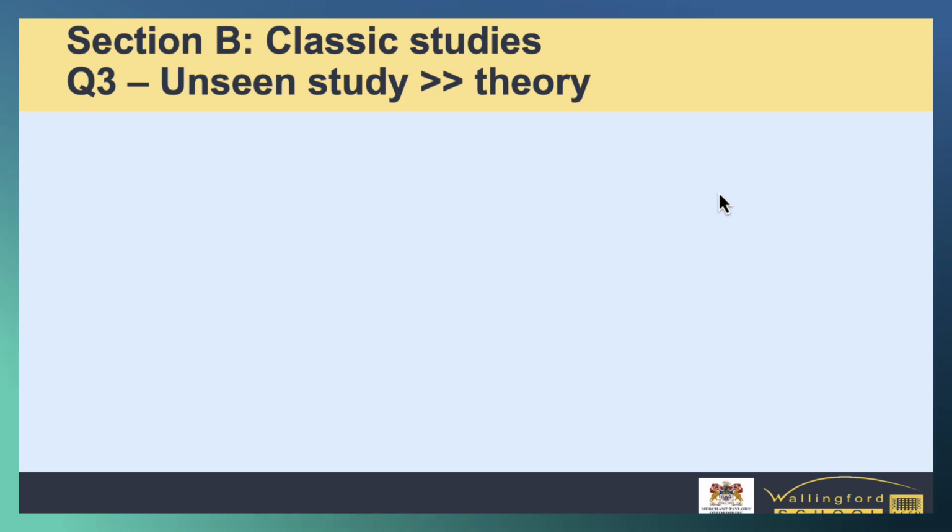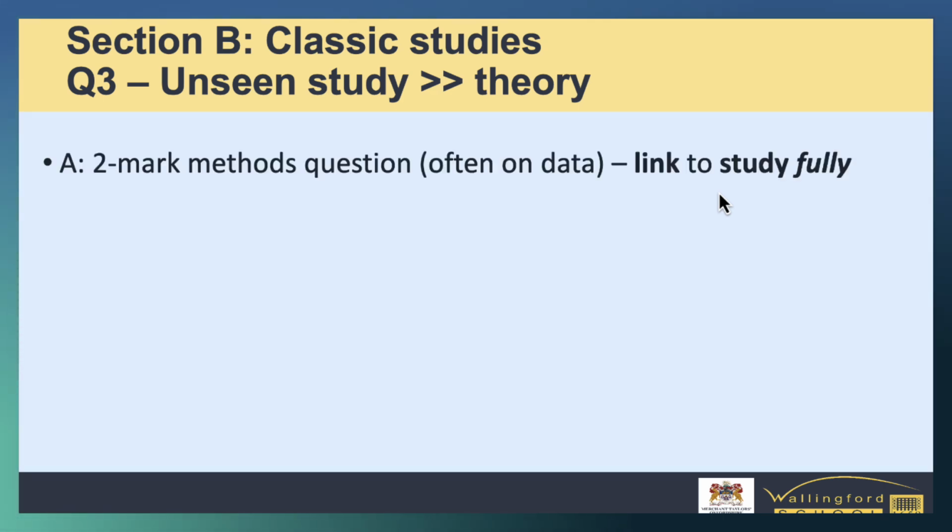So there are two main questions in this area. Question 3 is an unseen study, and you are going to see two parts of this question. You've got a 2-mark methods question. Quite often that's on data, and really importantly, that has to link to the study fully. Again, try and avoid those generic answers.